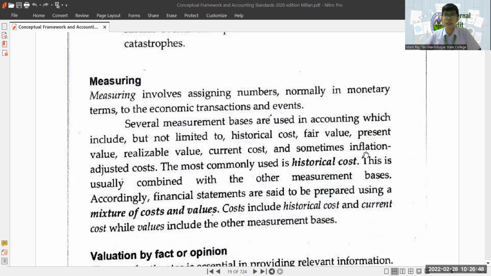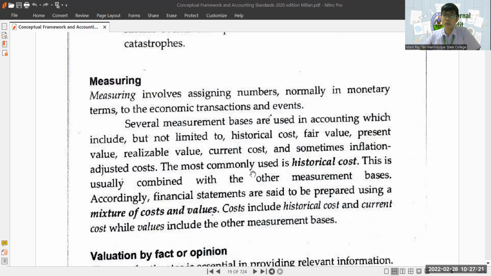So itong inflation adjusted cost, ginagamit ito kapag yung economic status ng isang lugar, let's say bansa, is nasa hyperinflationary economy. So, yun yung mga situations for us sobrang taas ng presyo ng mga bilihin na lang. I believe it's part of the course, so it will be discussed sa mga susunod na topics, no? Okay? Alright. So, paki-take note ito, no?